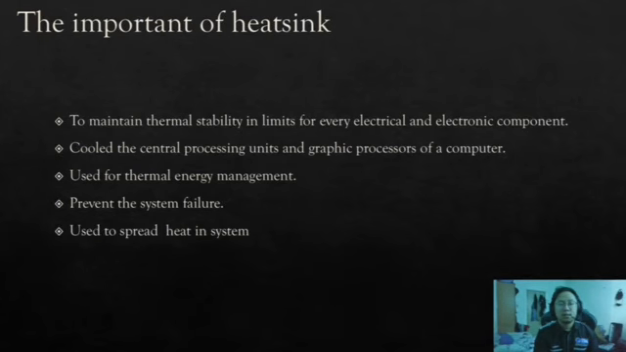Next is the importance of the heatsink. We have 5 points. Point number 1 is to maintain thermal stability within limits for every electrical and electronic component. Number 2, to cool the central processing units and graphic processors of a computer. Third, it is used for thermal energy management. Fourth, to prevent system failure. And the last one is to spread heat in the system.